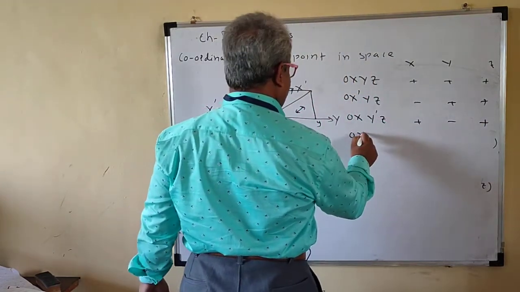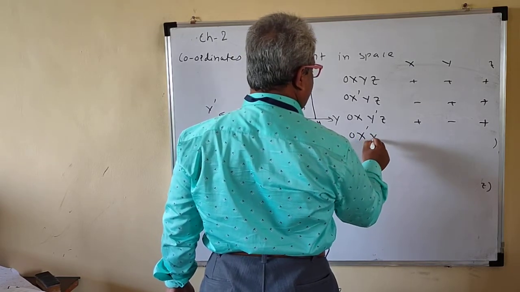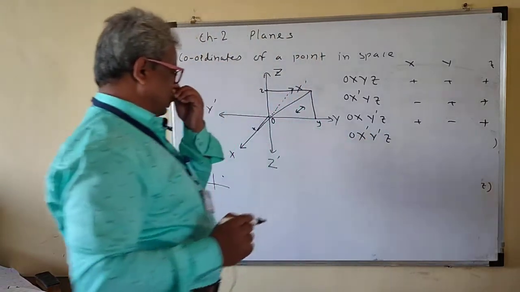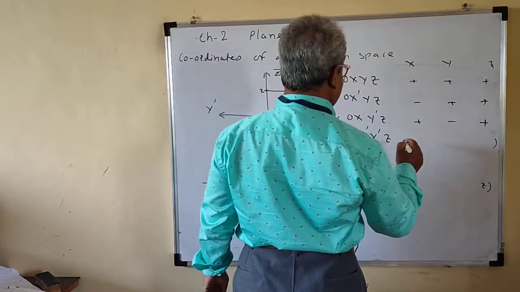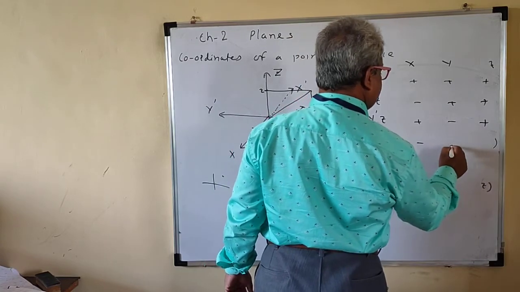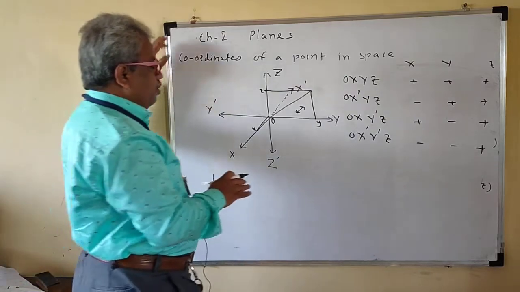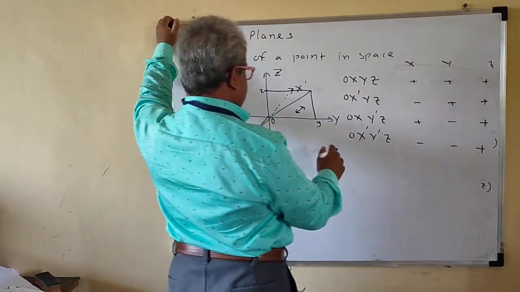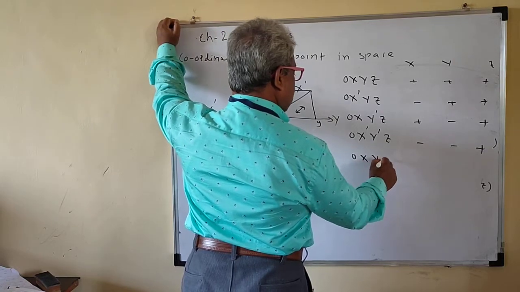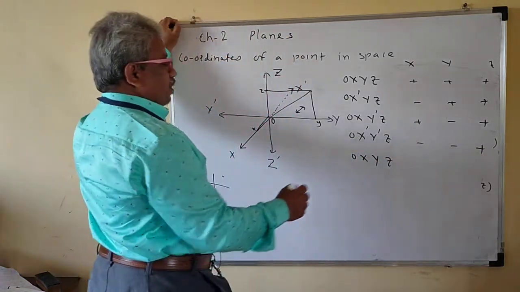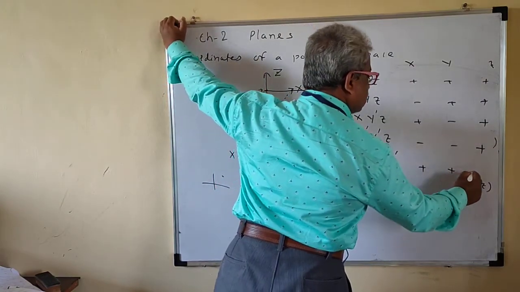Then this is O, X prime, Y prime, Z. Above the X axis, above the Y axis. This is minus, minus, plus. Okay, now we'll go below. Below is O, X, Y, Z prime. So plus, plus, minus.